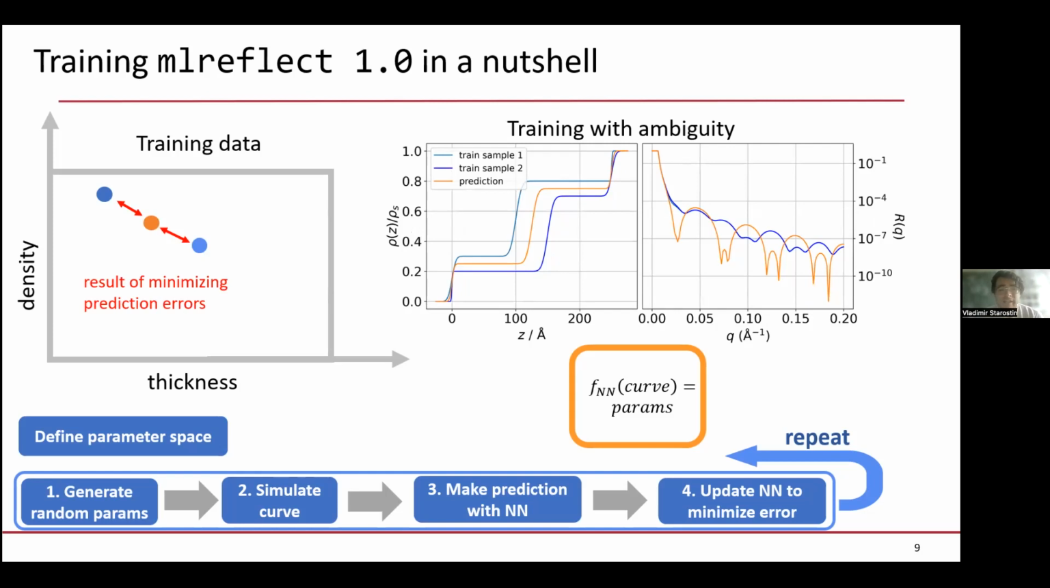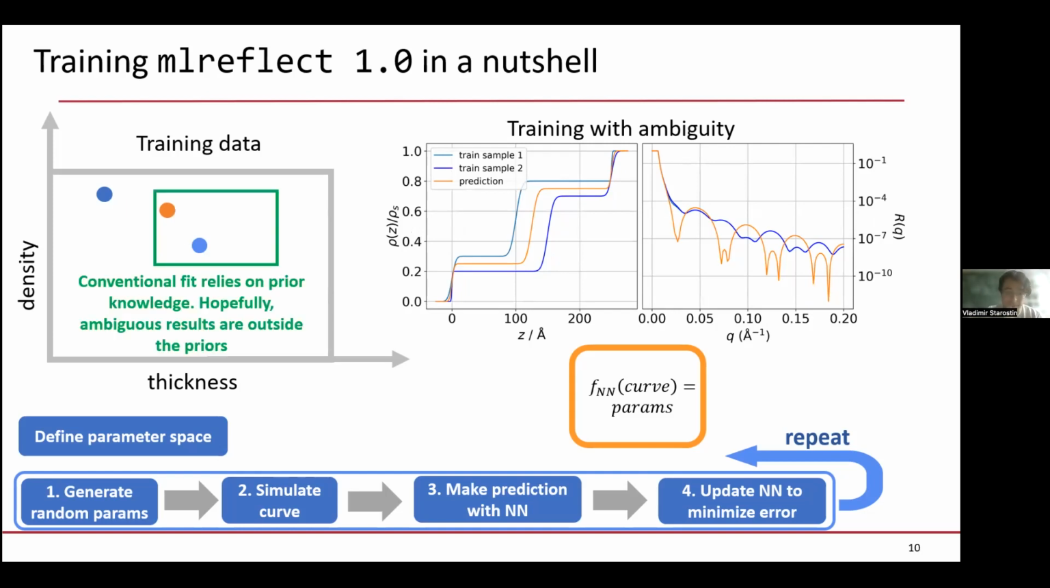The question we might ask ourselves is, how do conventional methods, conventional fits, address this issue? And as we know, and as Frank already mentioned, a conventional fit relies on prior knowledge. We know a lot about our sample. We know the materials, we know the manufacturing conditions, we know physics, so we can narrow down this huge parameter space to some subspace with smaller ranges. We can fix some parameters, and hopefully within the smaller range, ambiguous results are outside our priors, outside our prior knowledge, and then we can fit it.